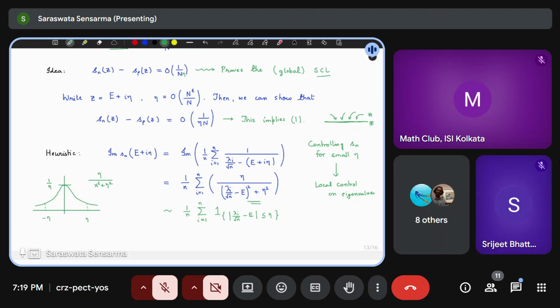And this expression looks like this, right? So beyond an interval of eta, it decays off very fast. And within an interval of eta, it's somewhat large. So there's a sharp transition here.